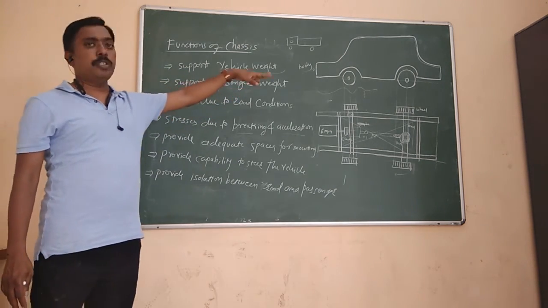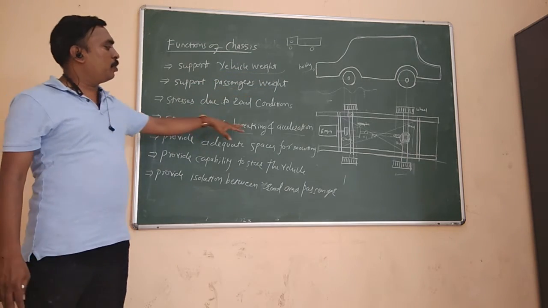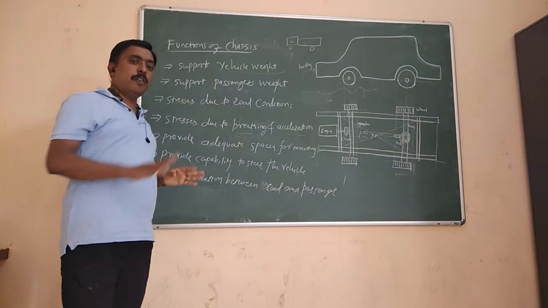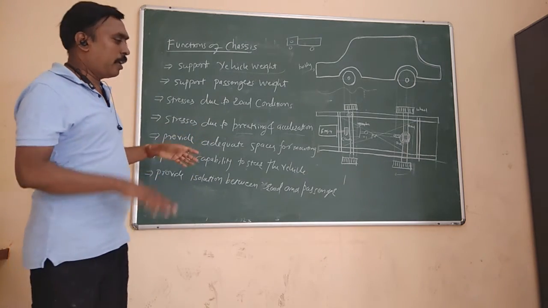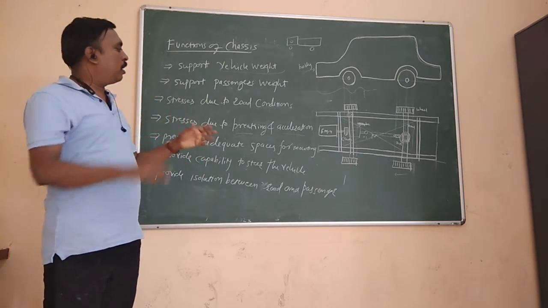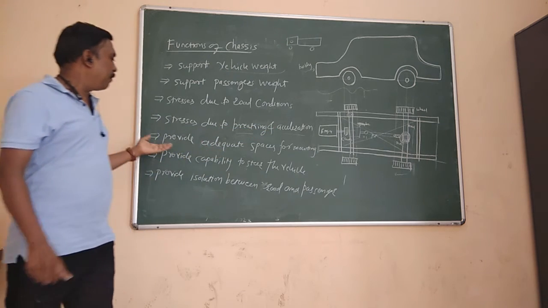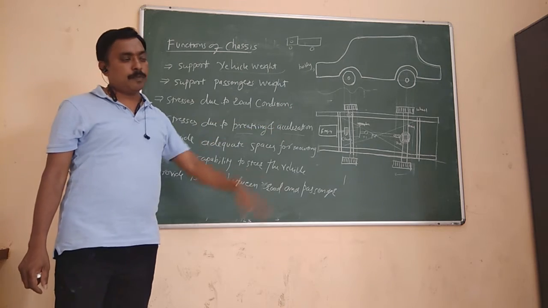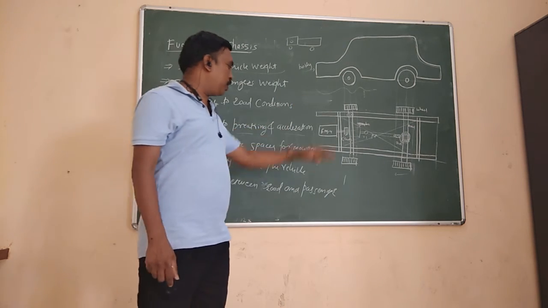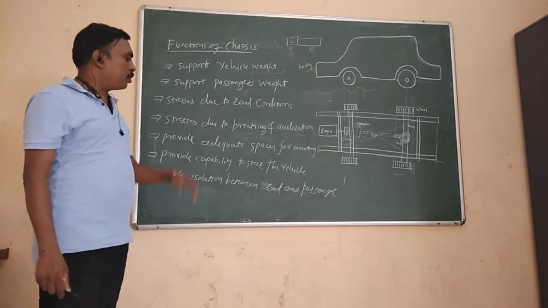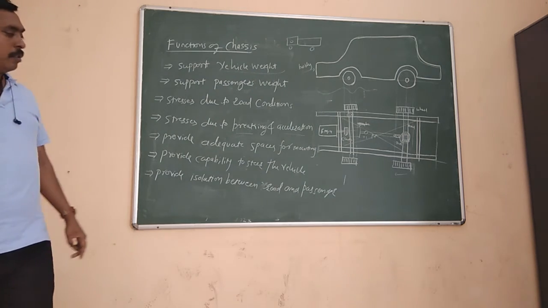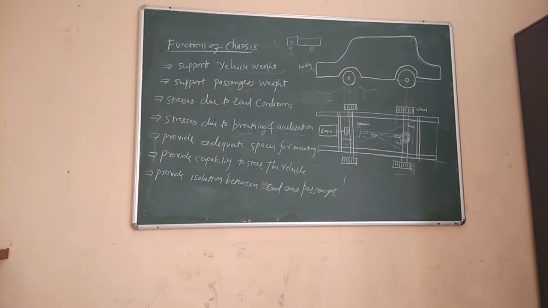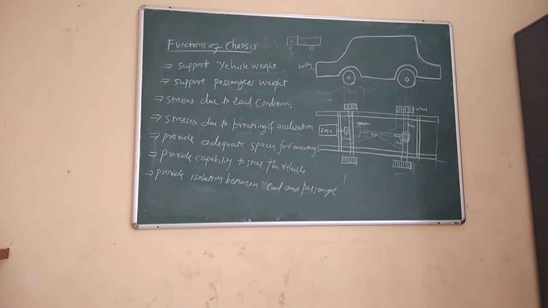Stresses due to road conditions, then stresses due to braking and acceleration. If you apply the brake, the load comes on the front side, and if you apply the accelerator, the load shifts to the rear side; it should take care of that. Provide adequate place for the mountings, as there are many mountings. Then the capacity to steer the vehicle, and there should be isolation between the road and the passengers. These are the important functions.